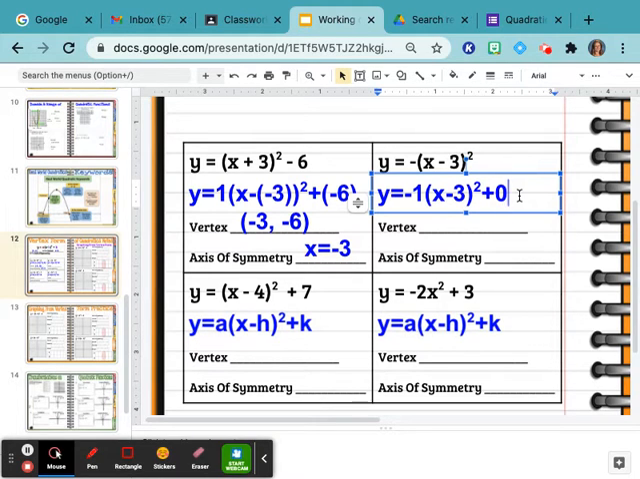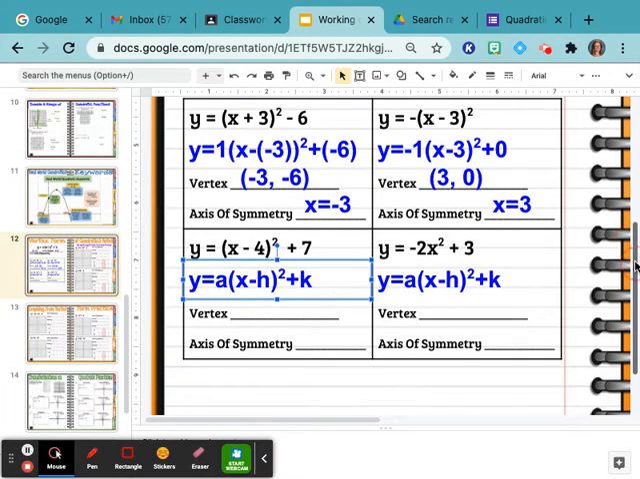All right, let's write the vertex. It's HK. So H is 3. Yep. 3. And then K, 0. Axis of symmetry is x equals whatever the h value is, so it's 3. All right, go ahead and do the next one.